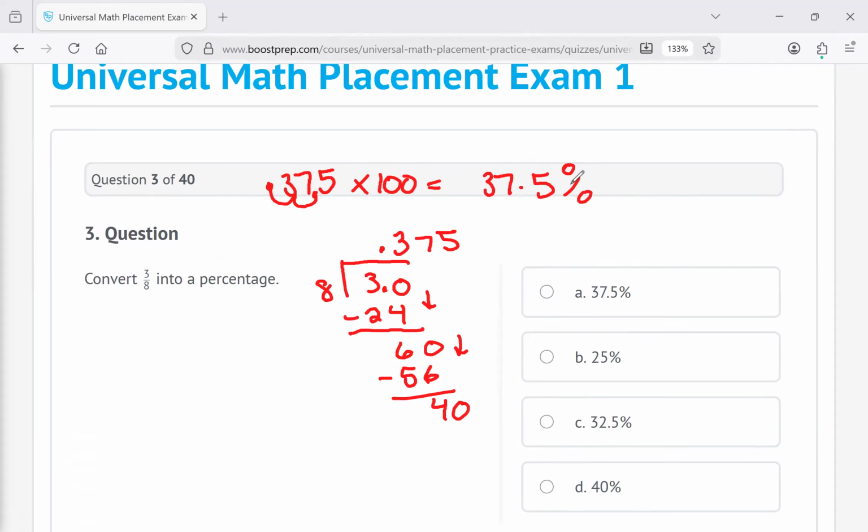I think they provide a calculator. So if you put 3/8 in the calculator, you do get 0.375, and then just times this by 100 or move it 2 places to the right and you get 37.5%. So yeah, letter A.